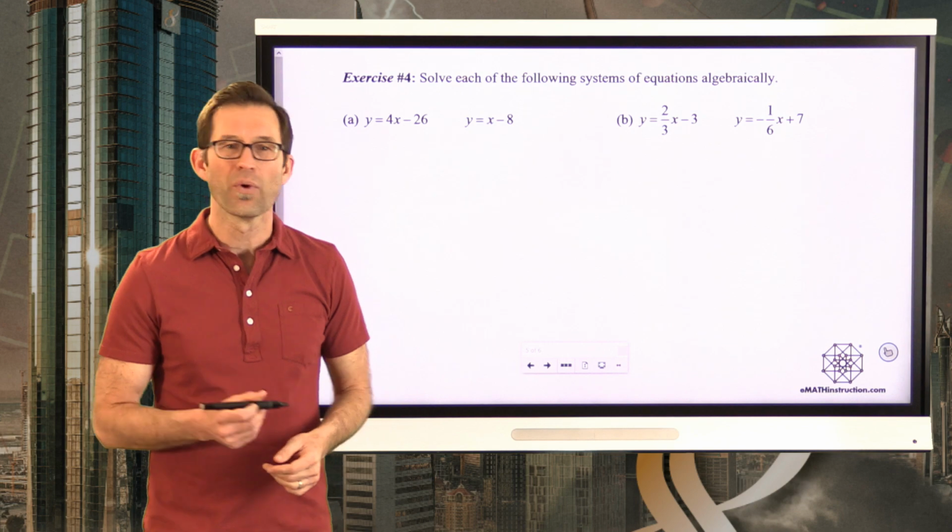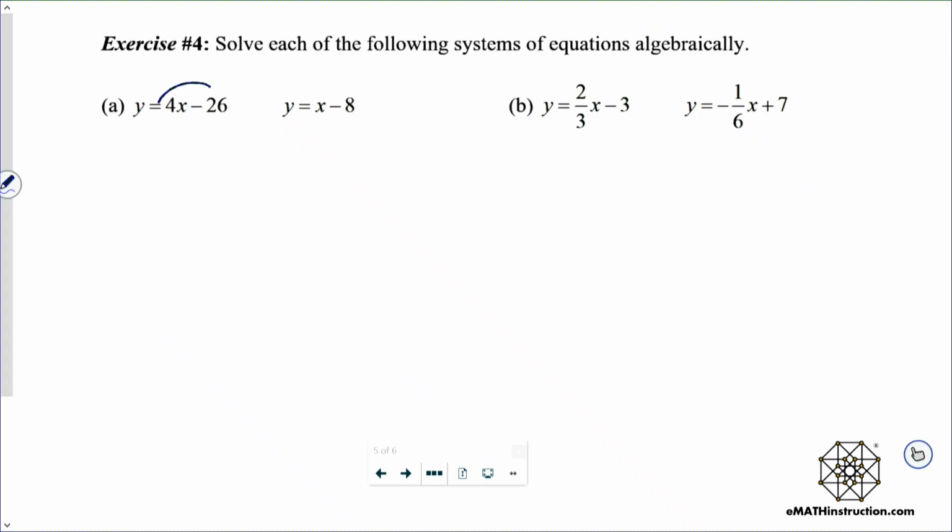All right, let's go through it. So my first step when I solve a system algebraically is to substitute. So I'm going to put 4x minus 26 into that second equation, setting those equations equal. 4x minus 26 equals x minus 8. Maybe I'll stick with the same order I did before.